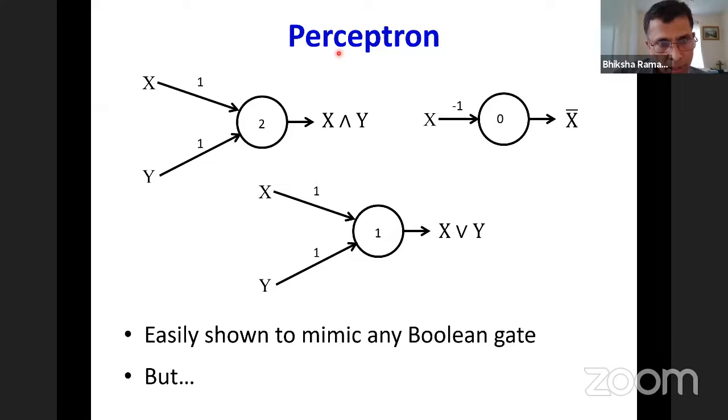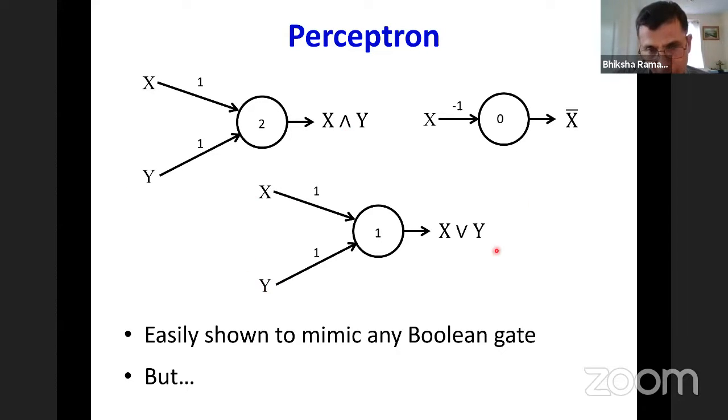So the figure to the top left, X comes in with a weight 1, Y comes in with a weight 1. The neuron is going to look at 1 times X plus 1 times Y. If that sum equals 2, it's going to fire, otherwise it's not going to fire. So clearly the neuron to the left will only fire when both X and Y are 1. If either one of them is 0, the total input coming in is going to be less than 2, so it won't fire. So the neuron here is X and Y.